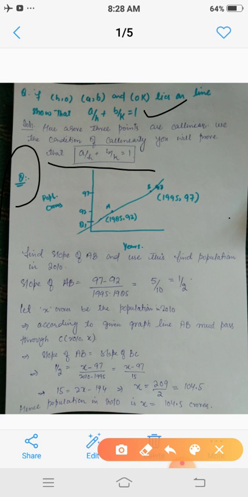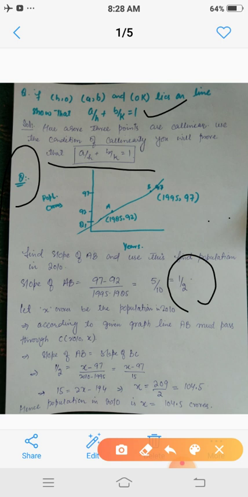We have to find the slope of this line AB. So the slope of this line is the difference of y coordinates upon the difference of x coordinates. Here y coordinates represent the population in crores. So it is (97 minus 92) upon (1995 minus 1985), that simply equals 1 by 2. Hence this slope is 1 upon 2. Now we have to use this very slope to find the population in the year 2010.